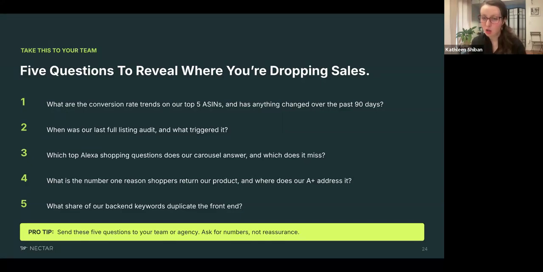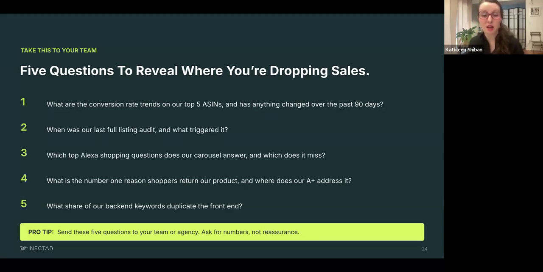If you go back to your creative team, or your agency, or your department that is running ads that uses a lot of the creative to convert their traffic, cover some of these questions. Things like, when was your last full listing audit? What triggered it? Are they looking at the right things to trigger audits? How has Alexa shopping and AI search been affecting the way that you're positioning or talking about your benefits within the copy? Things like what share of your backend is actually duplicated.